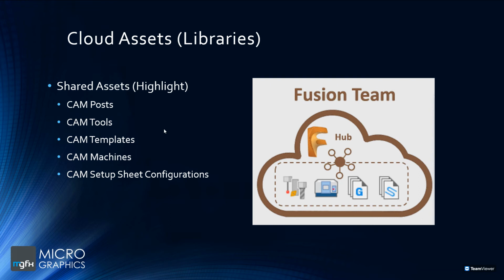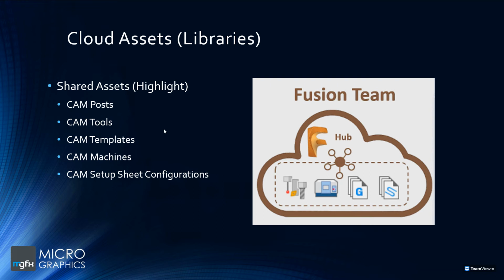Now, another advantage of having files stored on the cloud is that you can have cloud assets or libraries, as they're called. Now, I'm going to highlight the cloud assets and libraries for the CAM environment, the manufacturing environment. So with the manufacturing environment, there are things like post-processors, tool libraries, templates, machines, and even setup sheet configuration that is very important to keep consistent.